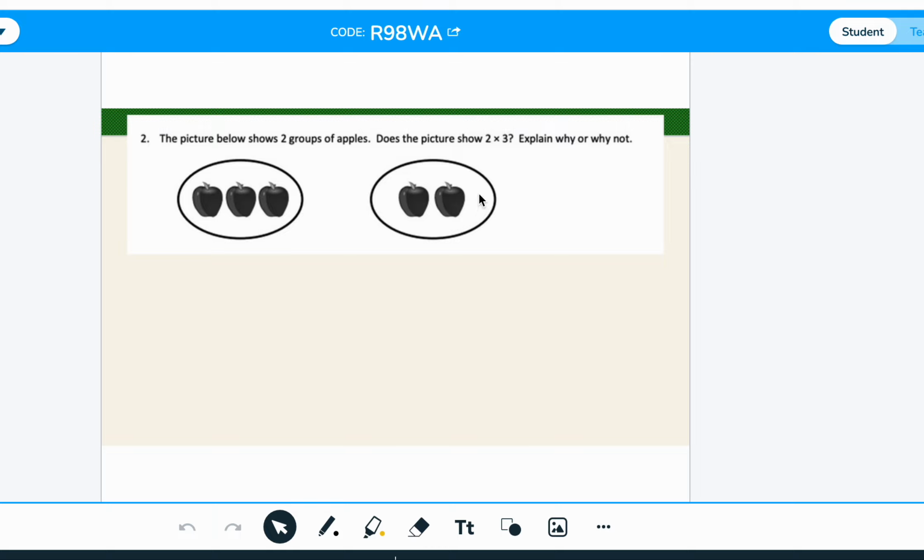Let's do another. So this says the picture below shows 2 groups of apples. Does the picture show 2 times 3? Why or why not? Well, let's see what the question says. The question says 2 groups of apples. So if there's 2 groups of apples, is this showing 2 groups of 3? Well, here's 1 group of 3. That is not another group of 3. So I know that this is not showing 2 groups of 3 because I'm missing an apple right here. So that is not going to work.